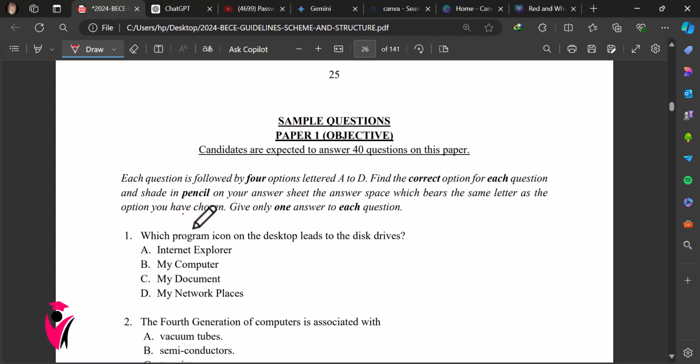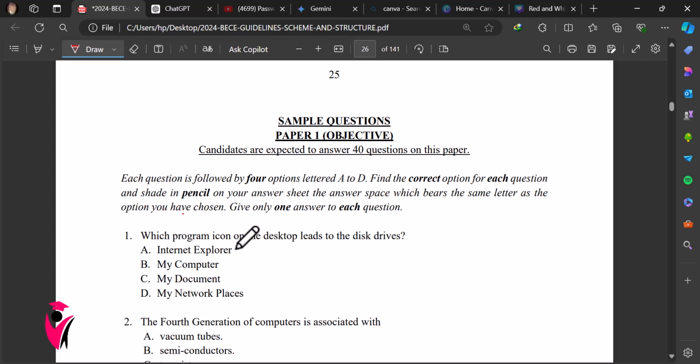Number 1 says, which program icon on the desktop leads to the disk drive? Now when we talk about the disk drive, basically it's about the various disks that are inserted into the computer. It could be a memory card, it could be a pen drive or the hard disk drive. So where do we usually see this drive when they are inserted into the computer? That is what the question is demanding.